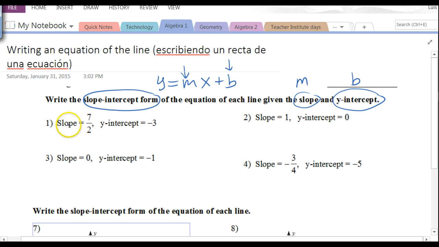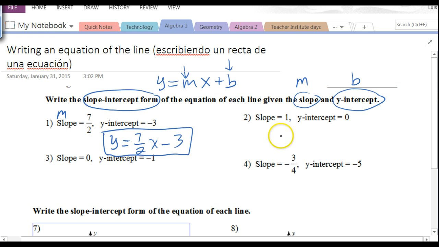So the problem, the slope, this is your m, right? 7/2. So we're gonna write y equals 7/2, bring down the x, and then instead of plus, just write -3. And that's all you basically do. Okay, let's do this one.